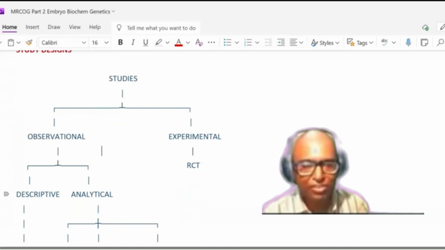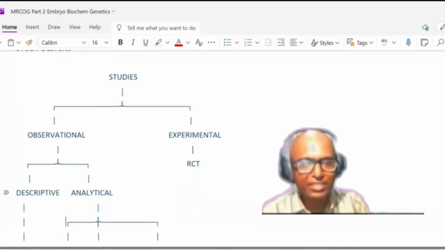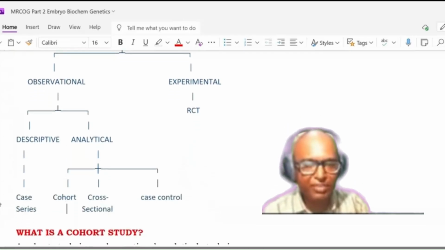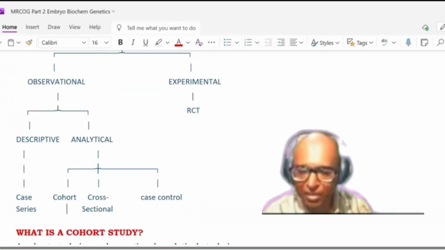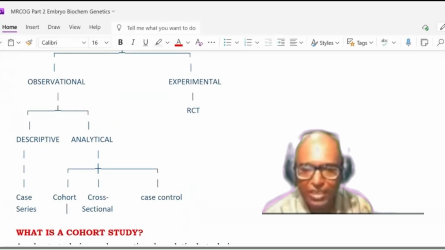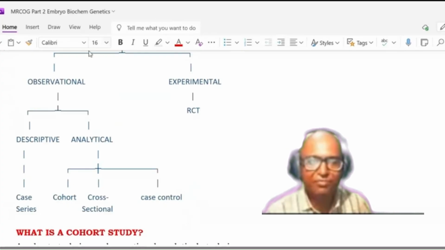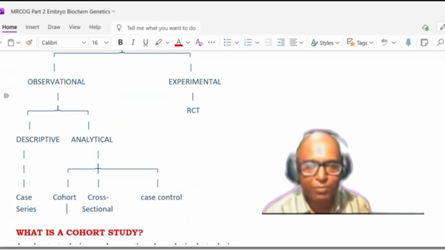And these observational studies are further divided into 2: descriptive and analytical. In descriptive we have the case series, and in analytical, now analytical means you have some other group to compare. So in analytical you will have other comparison group, in which mainly we have cohort study, cross-sectional study, and the case control study. Out of which we will be seeing the cohort and the cross-sectional. So basically we are going to learn today observational analytical study, in which cohort study and the cross-sectional study will go into the detail.